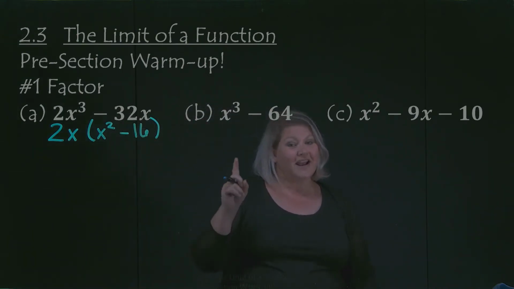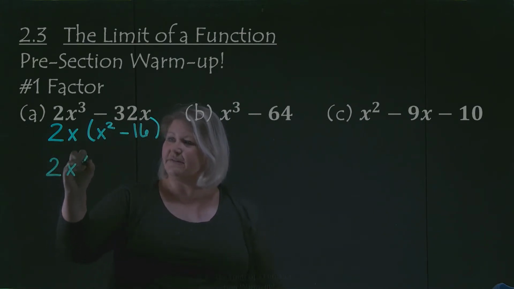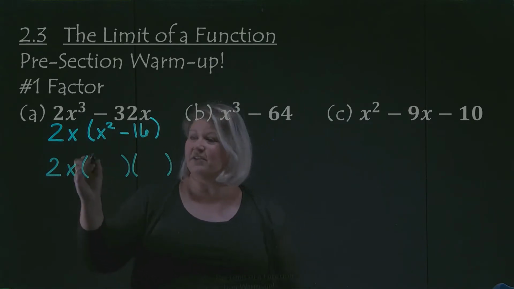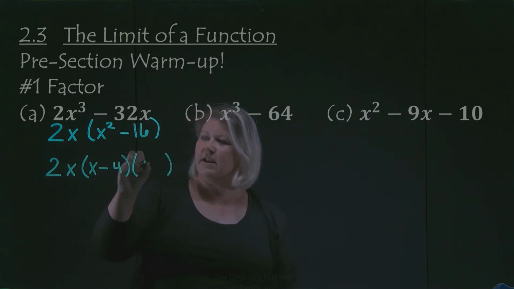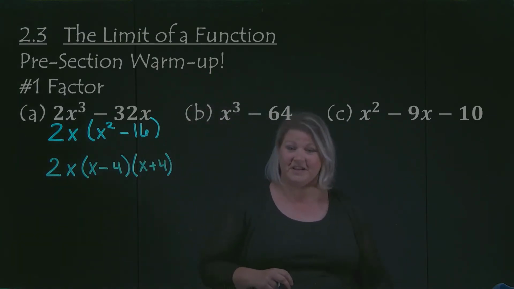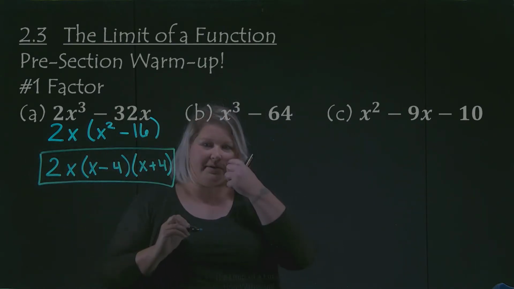Well, note that I am not done. That x squared minus 16 is a difference of squares, and that can be factored into x minus 4 and x plus 4. Remember that stuff? Okay, now it's all broken up.